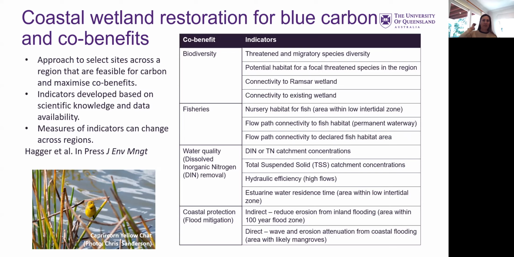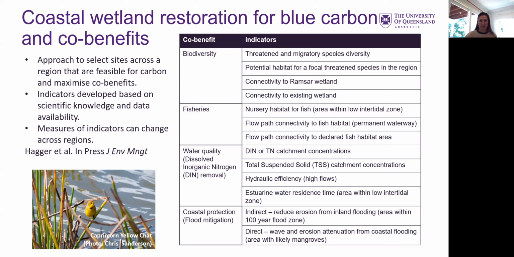So for biodiversity, it was about assessing the potential biodiversity value of that restoration site, and then being able to rank those sites based on the biodiversity value. We focused on the ability of that restoration to benefit threatened and migratory species. This was based on the number of records of threatened and migratory species under a 1 kilometre buffer of the restoration site from verified records in state wildlife databases.